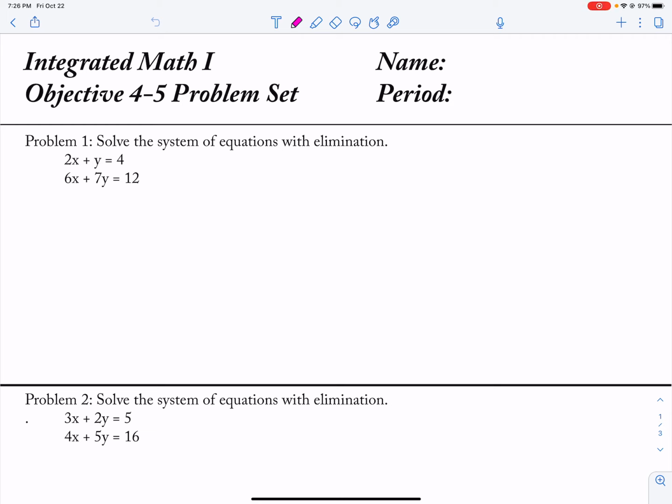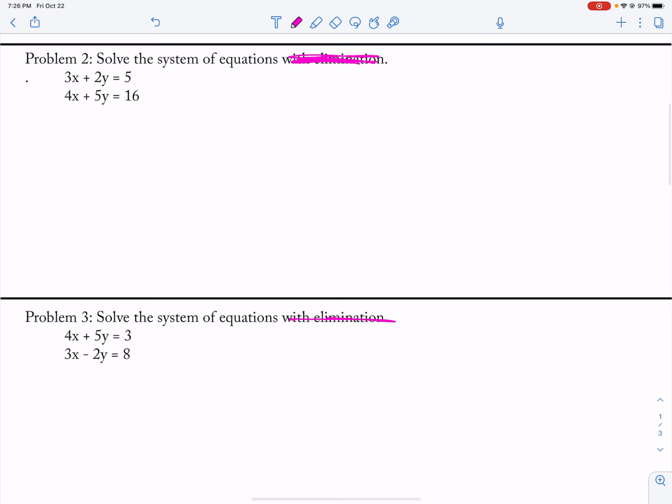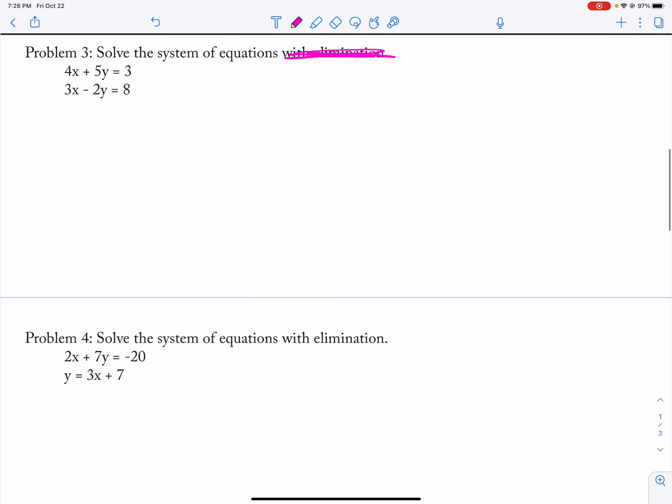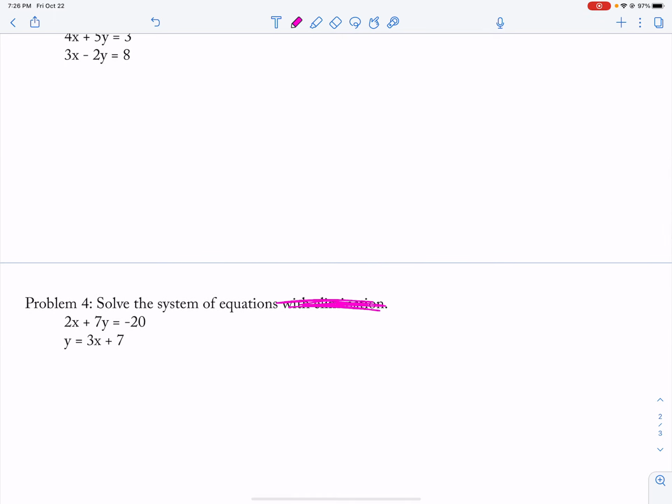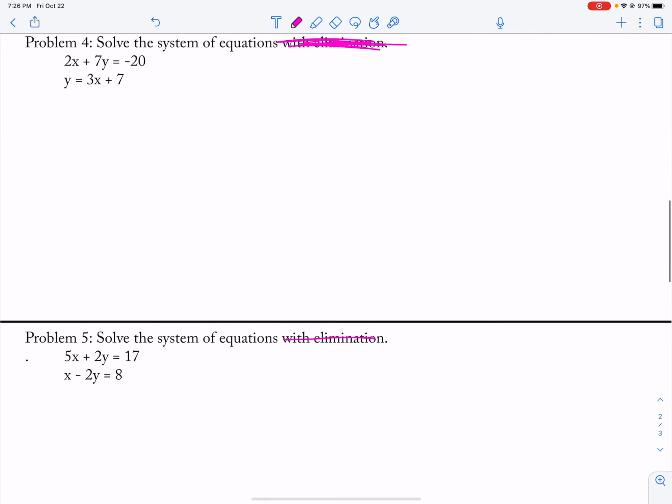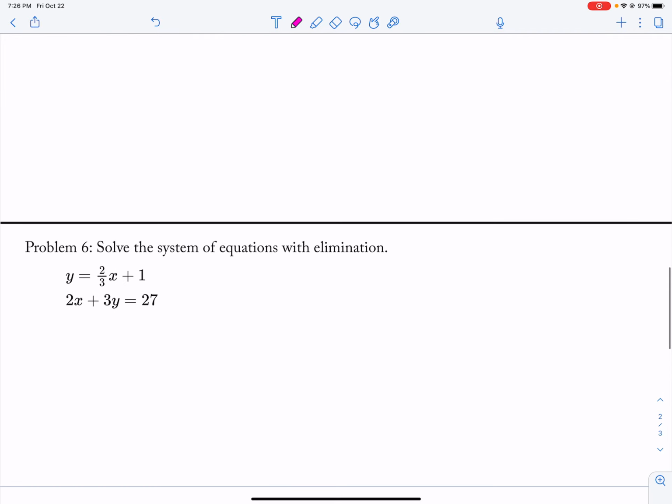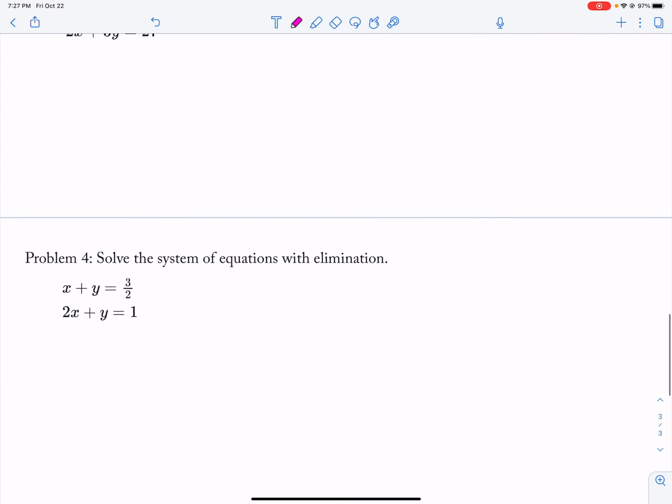All right, so let's go ahead and I don't care whether you use elimination or substitution. So we can go ahead and cross out, I told you guys in class, but in case you forgot, I'm okay with you crossing out the word elimination and just using whatever method depending on your mood or however the equation looks.